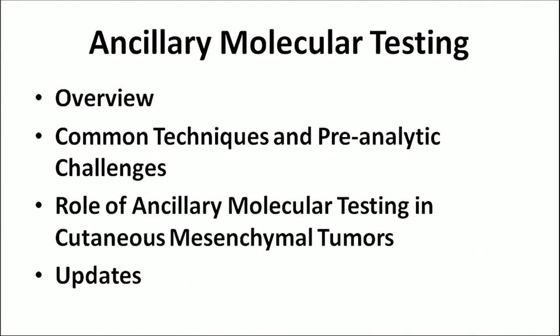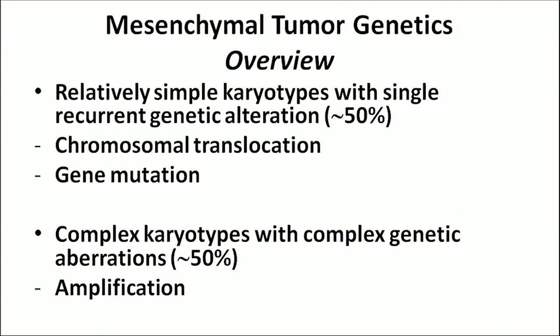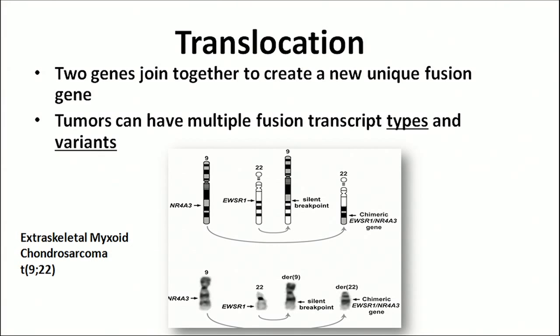So, ancillary molecular testing. We're going to start with a little bit of an overview, and then we're going to discuss some common techniques and some pre-analytical challenges. Then we're going to move on to the ancillary molecular testing, primarily in cutaneous mesenchymal tumors. Then I'm going to give you some updates about what's going on in the emerging genetics of soft tissue tumors.